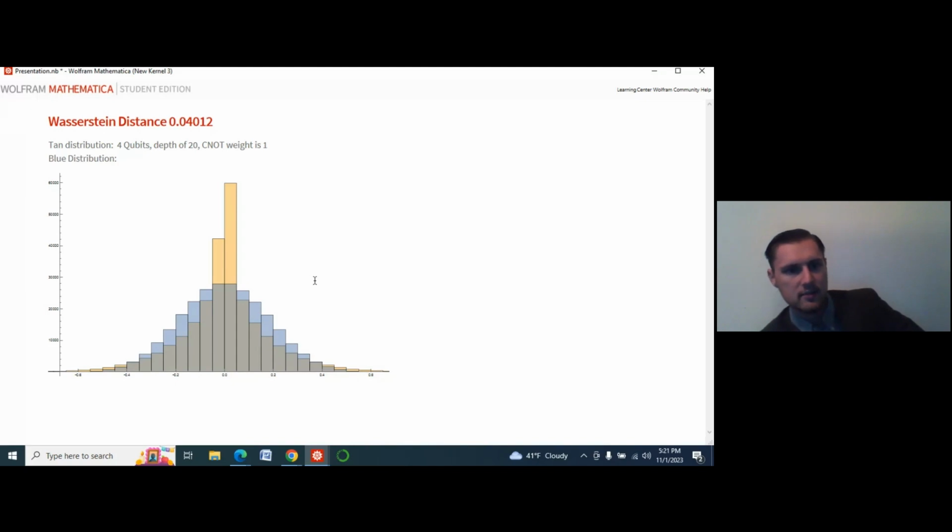And the blue distribution, I didn't write it there, is what you get from actual random unitary matrices. So it's essentially a normal distribution. Well, these aren't the same. And just keep in mind, this is what it looks like to have a 0.04 Wasserstein distance. But it doesn't really tell us much on its own.